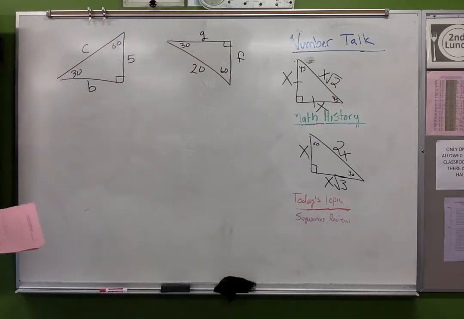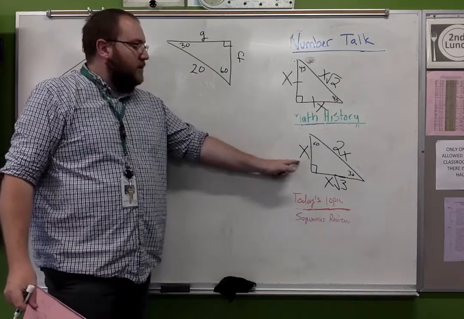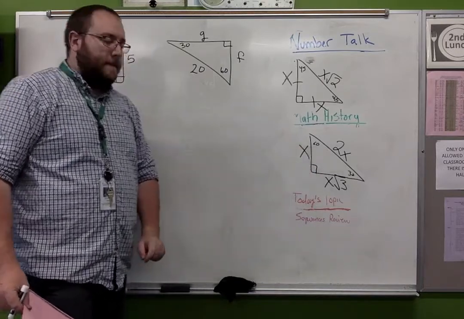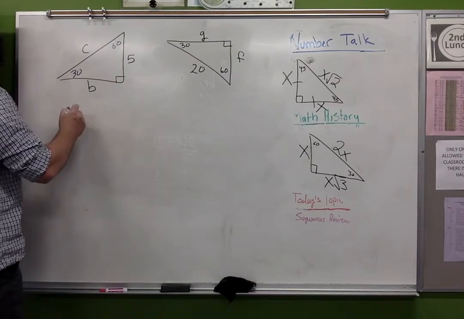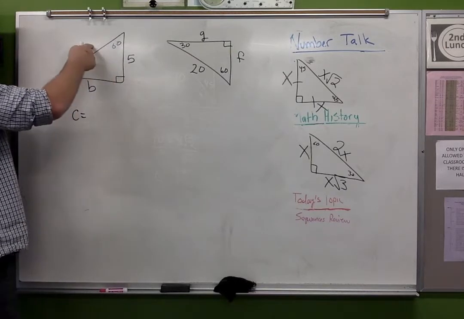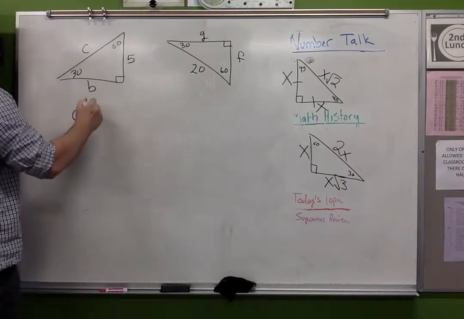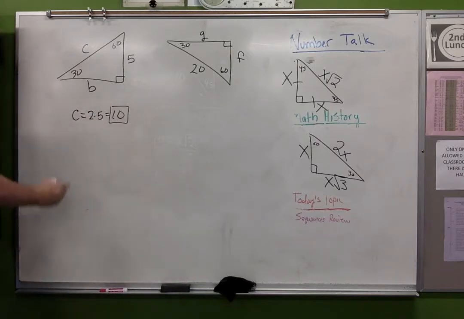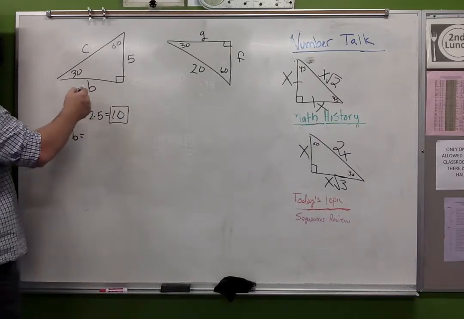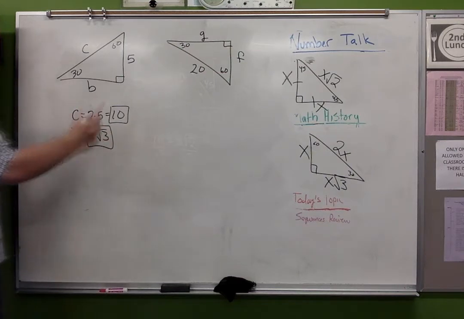All right. So remember, the side across from 30 is our x side. We can use that side to find all the other three. So if the side across from 30 is 5, the side across from 90, the hypotenuse, is 2 times this side. So 2 times 5, which is 10. The side across from 60, B, is the side across from 30 times square root of 3. There's your answers.